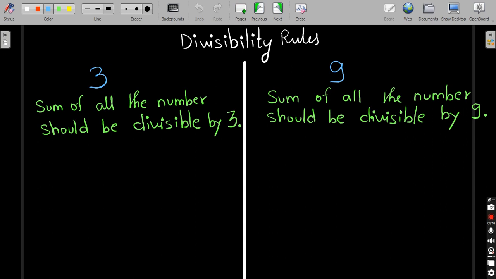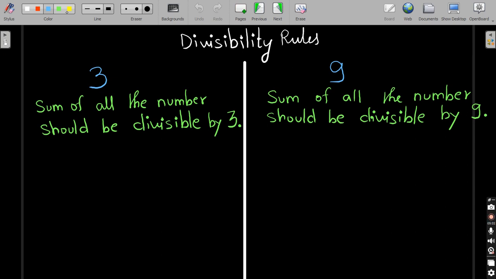Now again I categorize this number. How do I categorize? See here, the sum of all the numbers should be divisible by 3. It is a condition for the divisibility rule of 3. And similarly for 9 also, the sum of all the numbers should be divisible by 9. This is the second condition.